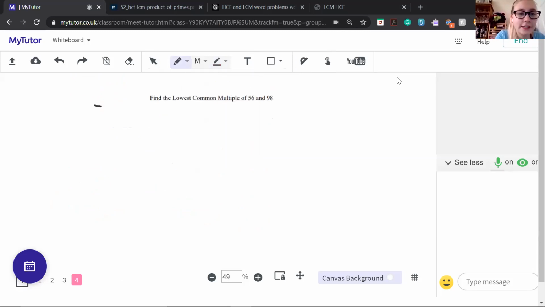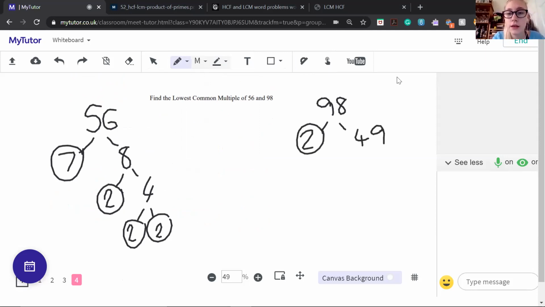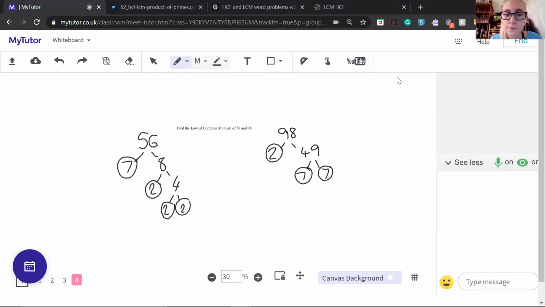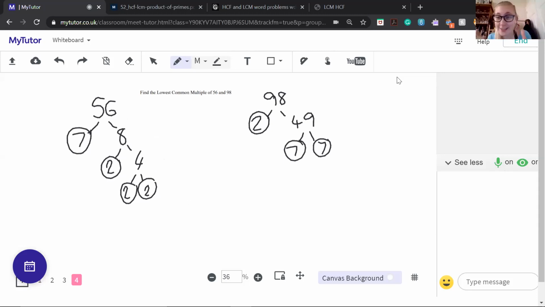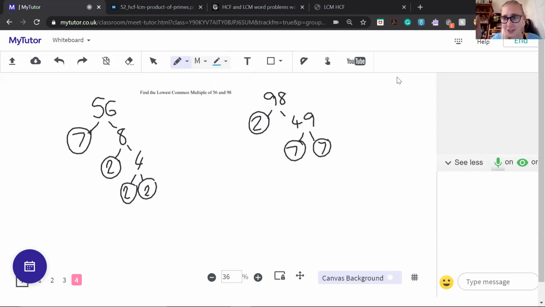Right, 56. 56 is 7 times 8. 8 is 2 times 4. 4 is 2 times 2. 98, that's 2 times 49. 49 is 7 times 7. Cool. And if you can do that bit, then well done, because that's hard as well, the prime factorization. So don't feel discouraged if you're still a bit confused with the other stuff.